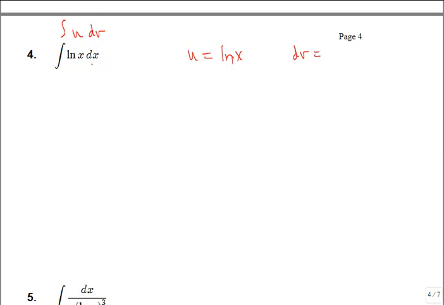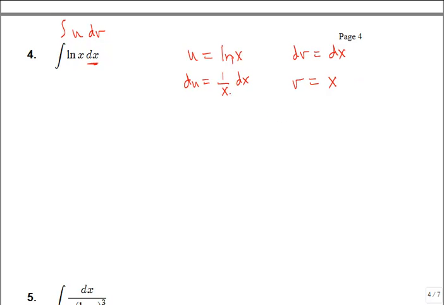So if we let u be ln of x, then what is left here for dv? Well, the only thing left is the dx part. So du then would be the derivative of ln of x, which we know is 1 over x times that dx. If dv is just dx, then what would be the integral of that? What's the integral of just dx? Well, that's just the integral of 1, and the integral of 1 is x. Okay, so the integral of 1 dx is just x.